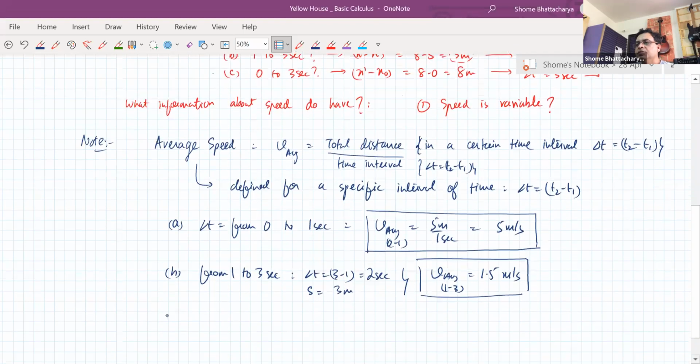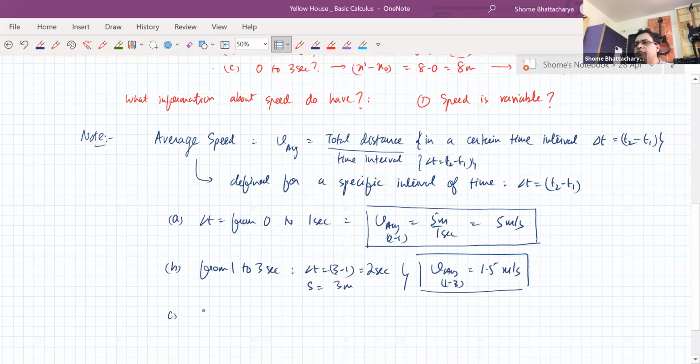All right. Similarly, C part, can you tell me how much the average speed is from 0 to 3 seconds? If I take this interval, how much is the average speed?